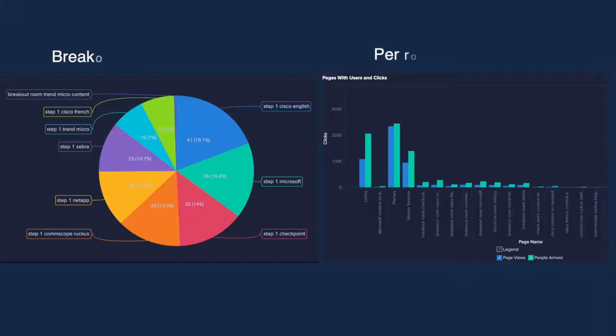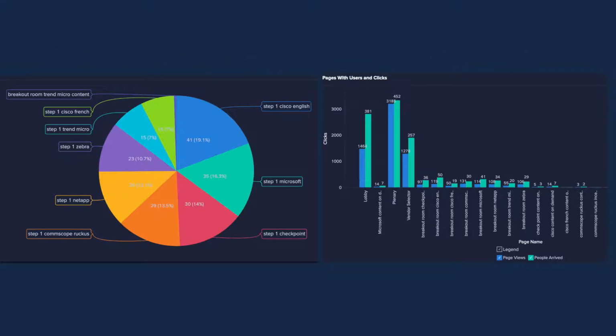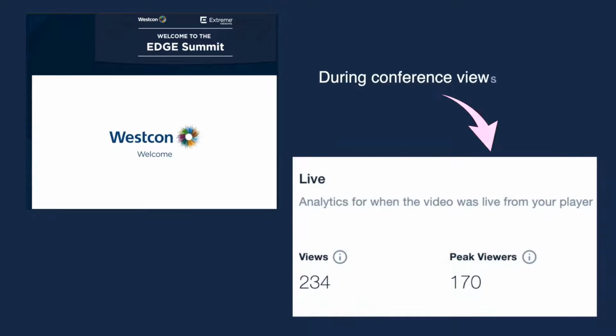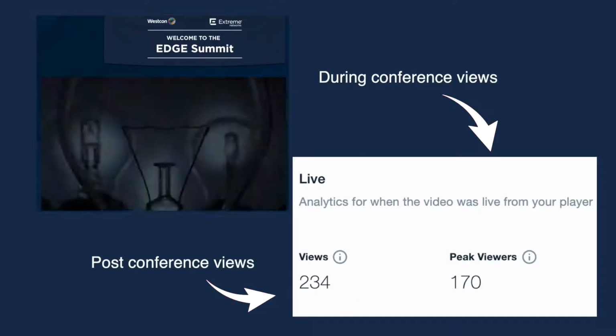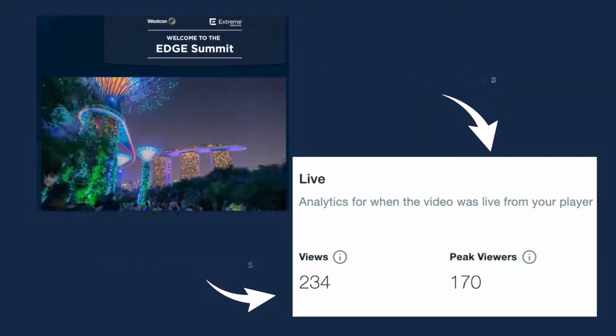You'll be able to see how many attendees went to each room of the event. You'll see their actions to ascertain overall engagement. You'll see how many people watched the event live, as well as how many attendees watched the recordings post the event. It is worth noting that a significant number of attendees re-watch parts of the conference and share it with their colleagues, increasing the number of views substantially.